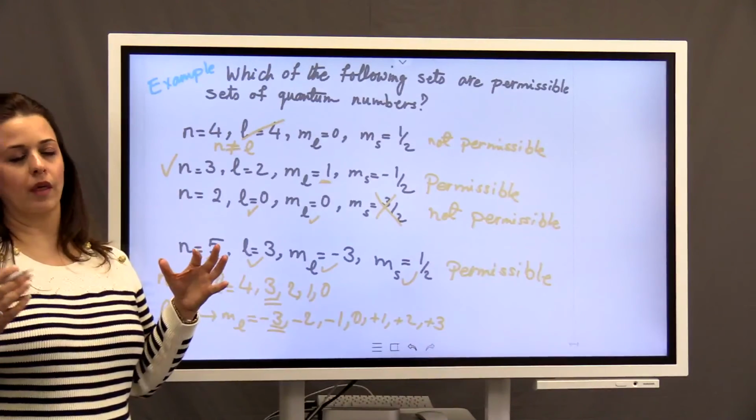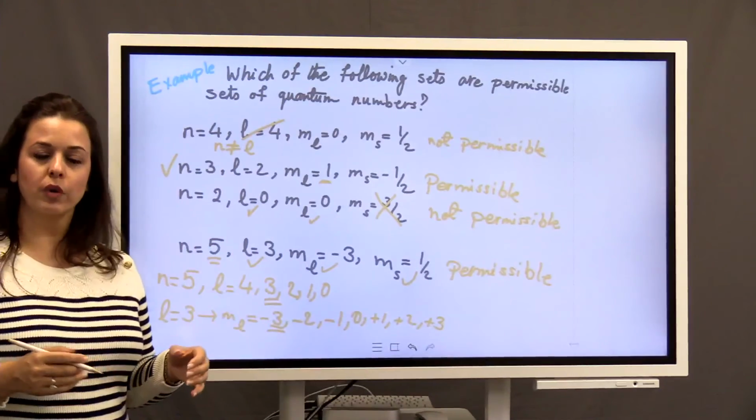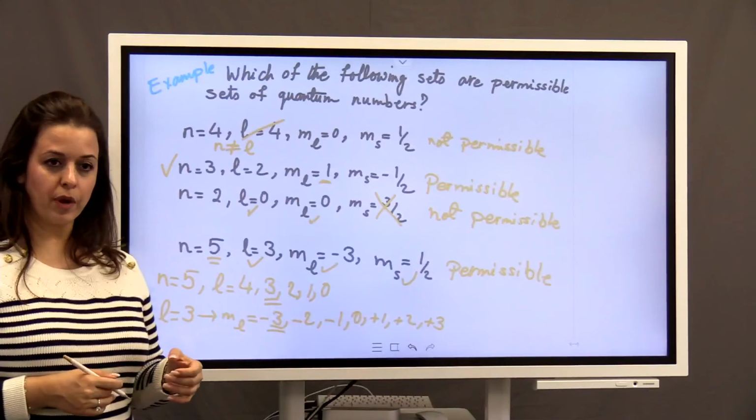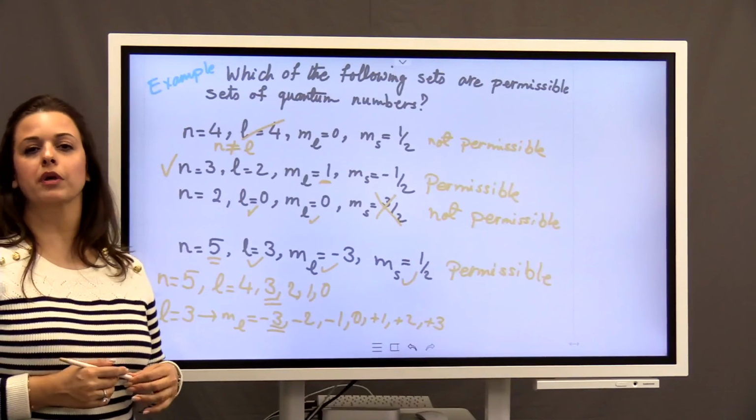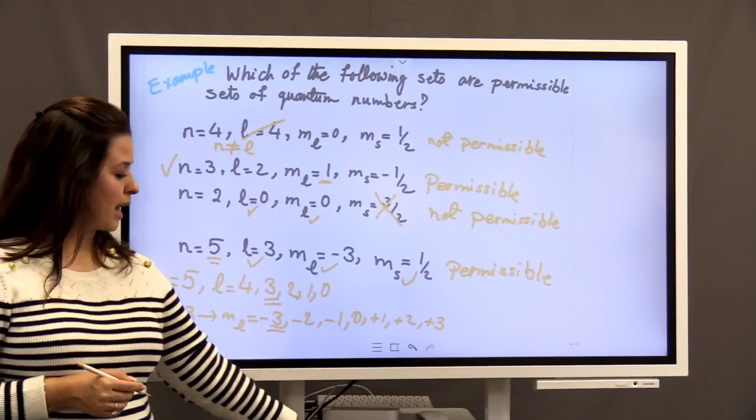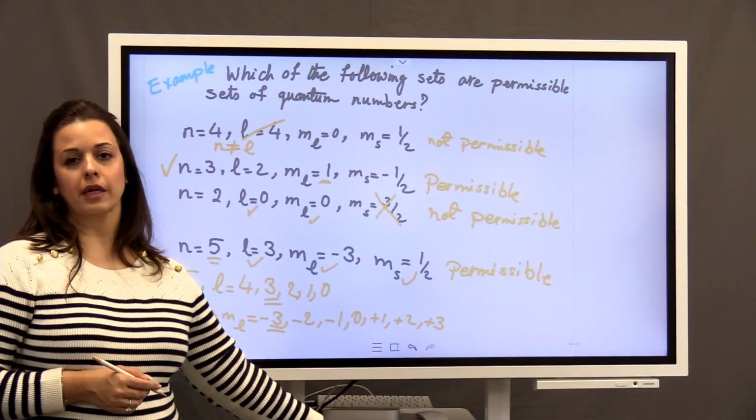So these are the maximum possibilities for the questions you get about the quantum numbers. Please feel free to ask me if you have any questions when we have the class together.